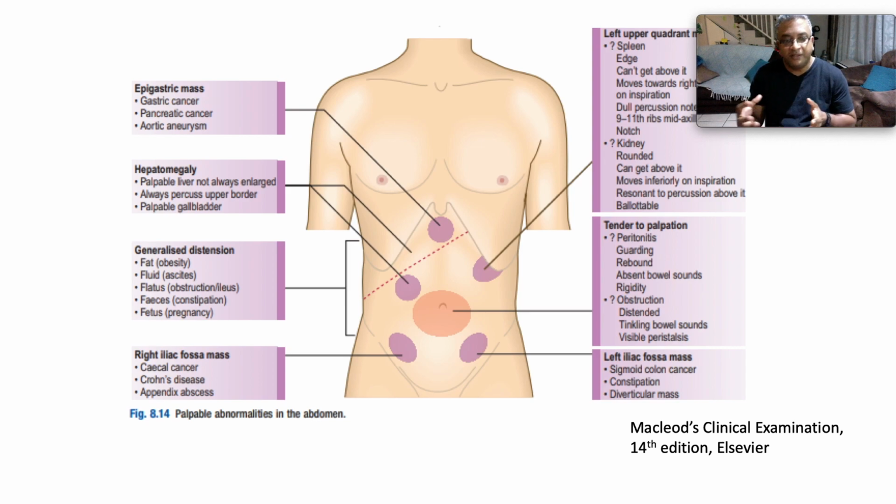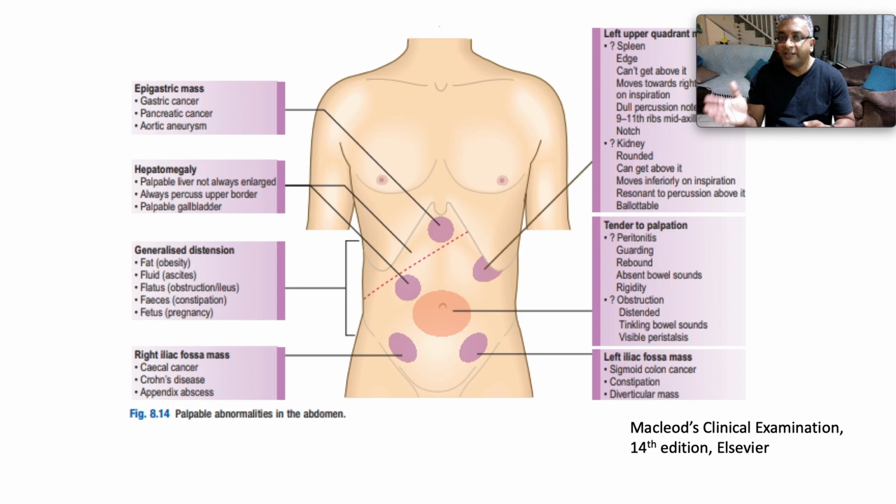If there's a mass in the right iliac fossa, think about cecal cancer, Crohn's disease, or an appendiceal abscess. If there's a left upper quadrant mass, you think, is it the spleen? Then you ask yourself a couple of questions. How's the edge? Can I get above it? If you can't, then it's more likely the spleen.